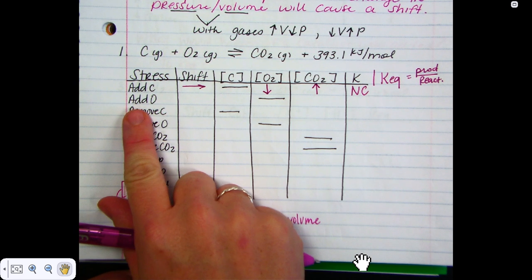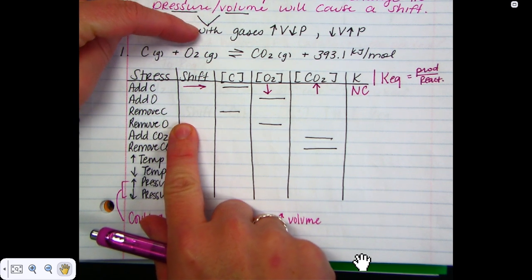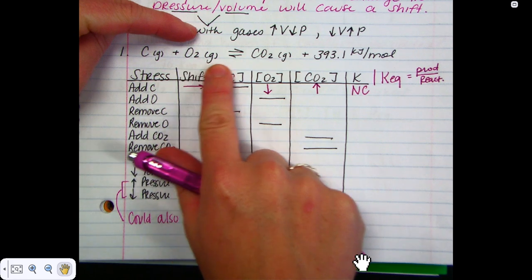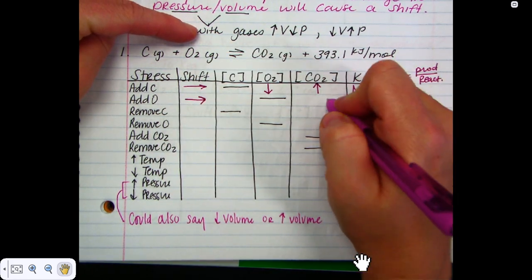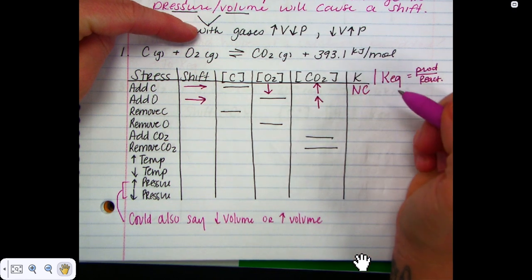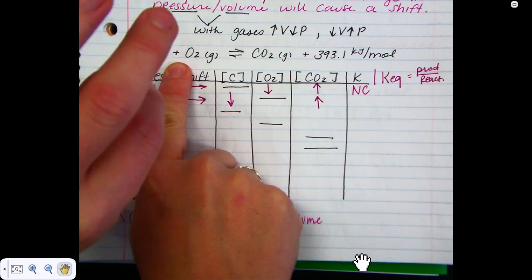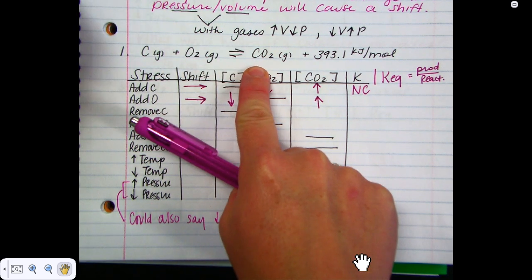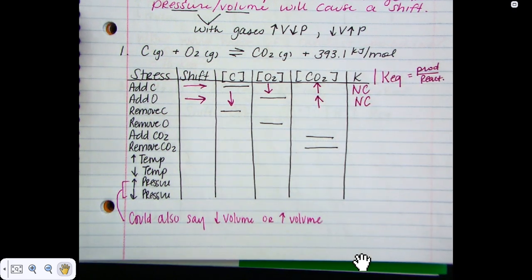So if I add oxygen, well, same thing. I'm adding a reactant. I have more of this reactant, so it's going to push me in the direction of making more products. So I'm going to shift to the right. The amount of CO2 is going to go up. Consequently, the amount of C goes down because remember, both C and O2 are required to make CO2. And again, because this is not temperature, there will be no change in K.